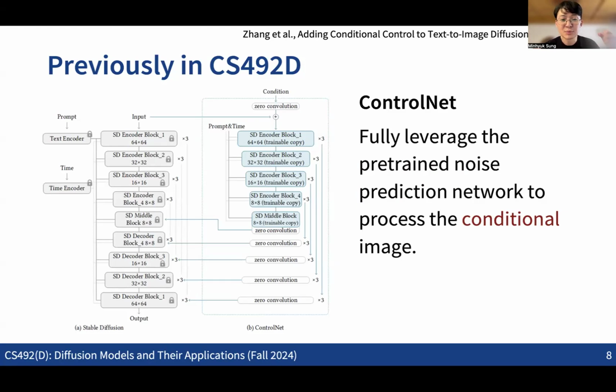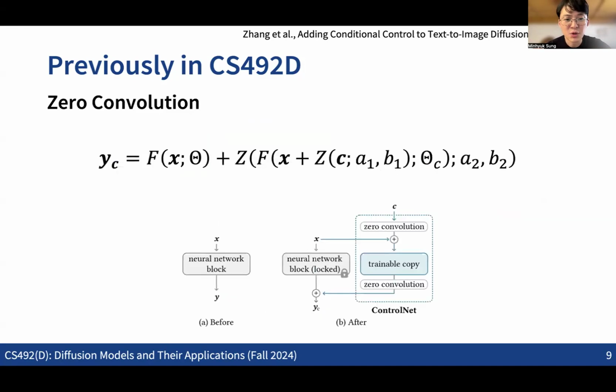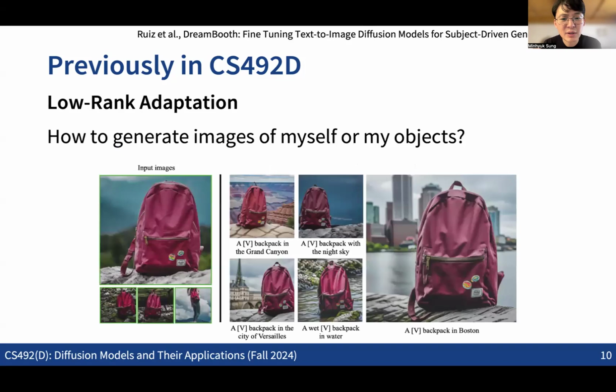And in terms of doing fine tuning with a small number of parameters, we also discussed the idea of the zero convolution. By having zero convolution both for the input and the output of each layer, we have a very small number of parameters that can help us gradually adapt the neural network to the conditional input. So this was the basic idea of utilizing pre-trained diffusion models with fine tuning for conditional generation.